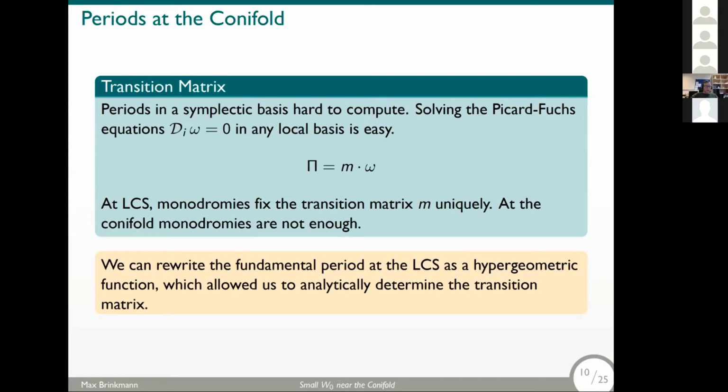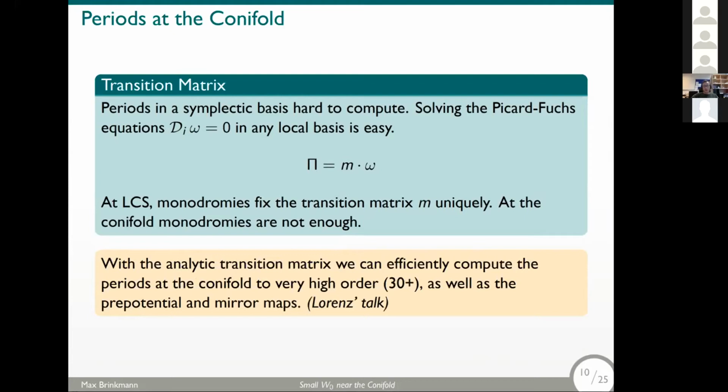At large complex structure, monodromies fix this uniquely. However, at the conifold, this is not enough. We have to analytically continue and match coefficients in order to find this transition matrix. As we were able to rewrite the fundamental period as a hypergeometric function, we were able to analytically determine this transition matrix at the conifold. And with this matrix, we can then efficiently compute periods at the conifold to very high order, as well as prepotentials and mirror maps.